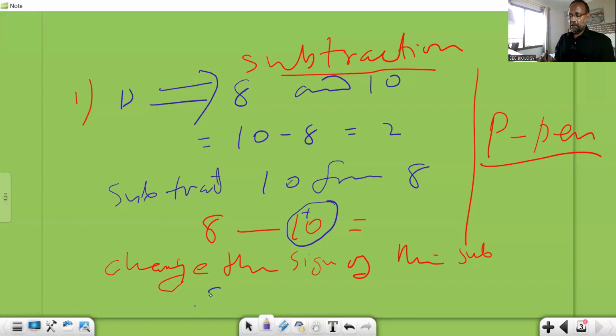Now 8. Yes, sir, 8. Change the sign. The sign is minus, change into plus. So yes, 8 plus. Oh good. Minus is plus. But change the sign of the subtrahend: minus 10. Funny, no? Interesting. That is why math is interesting. Don't confuse. Here is the confusion. I know. Here is your confusion.